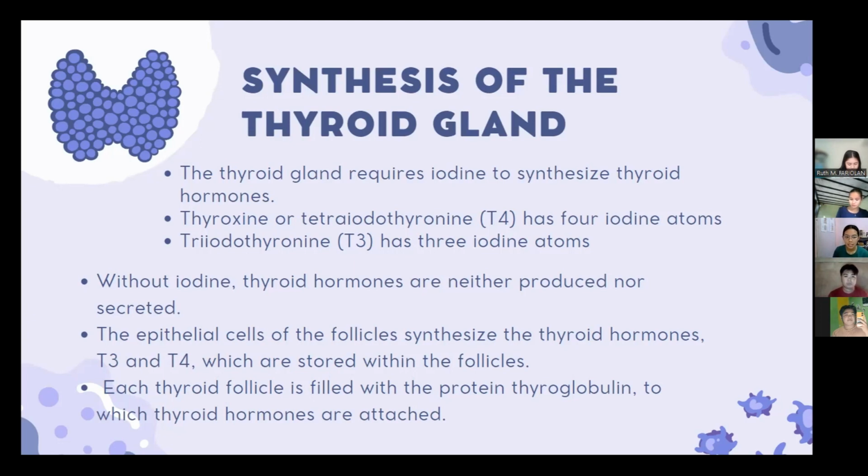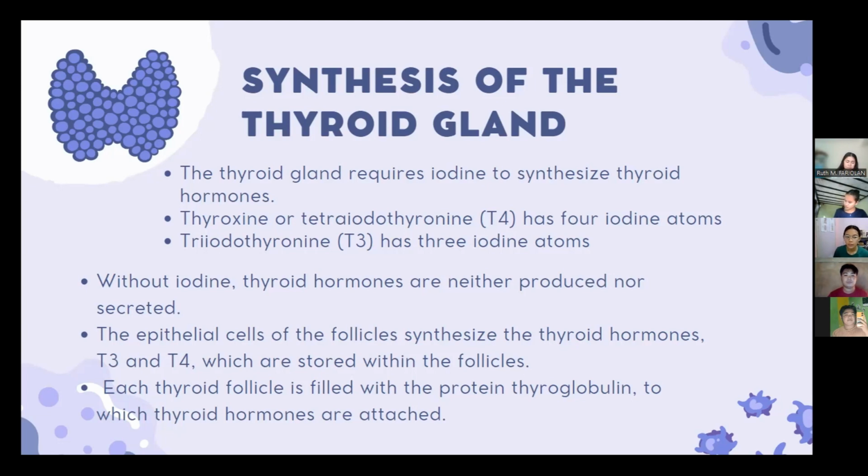So the epithelial cells of the follicles synthesize the thyroid hormones, T3 and T4, which are stored within the follicles. These cells play a vital role in the production of thyroid hormones, which are then stored within the follicles until they are needed for release into the bloodstream.